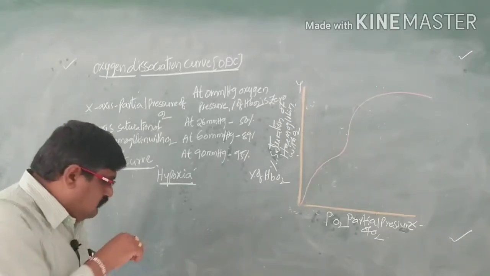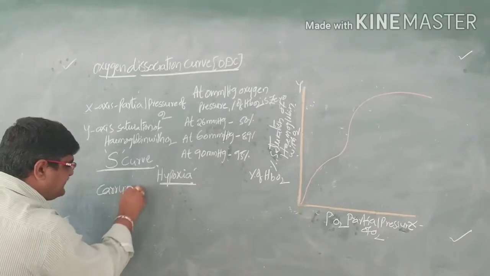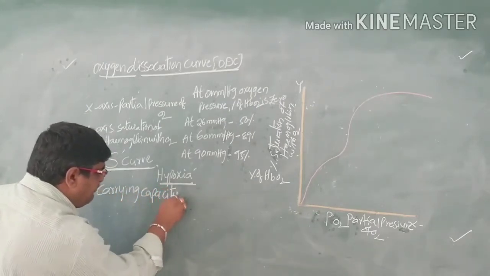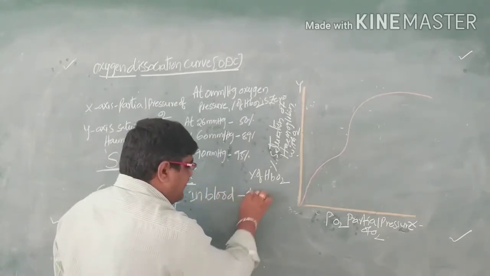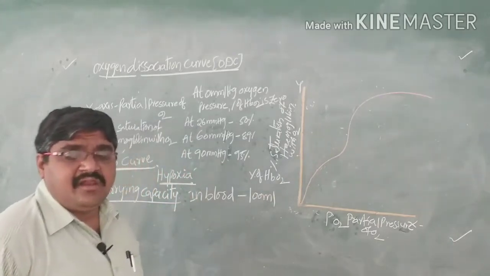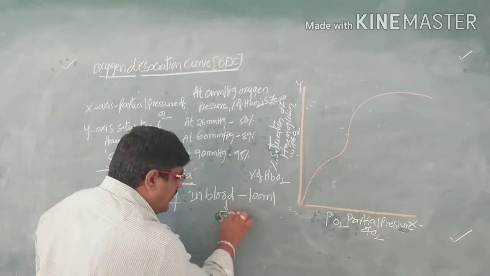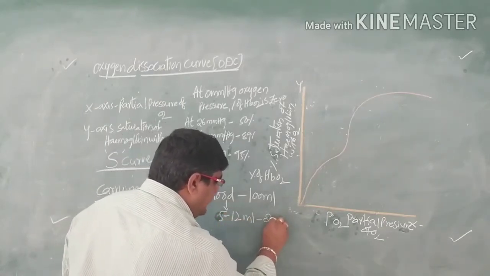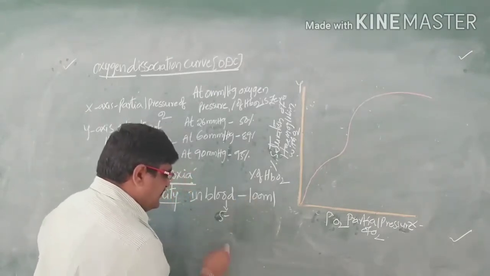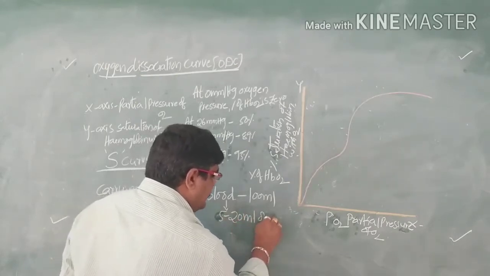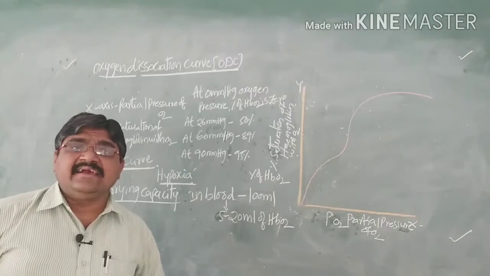And also we have to talk about the carrying capacity. So what does carrying capacity mean in blood? In 100 ml of blood, about 5 to 20 ml of oxyhemoglobin is present. That is, 5 to 20 ml of oxyhemoglobin is carried in 100 ml of blood, which is called the carrying capacity.